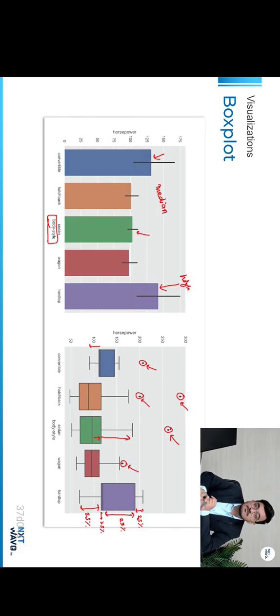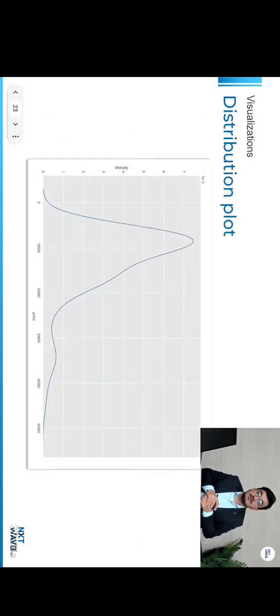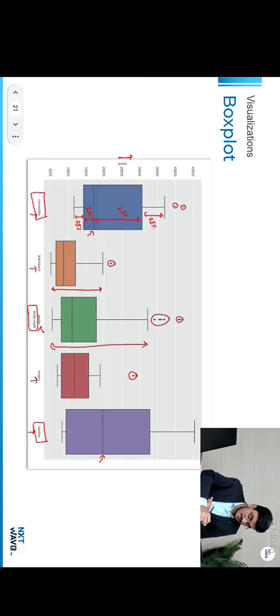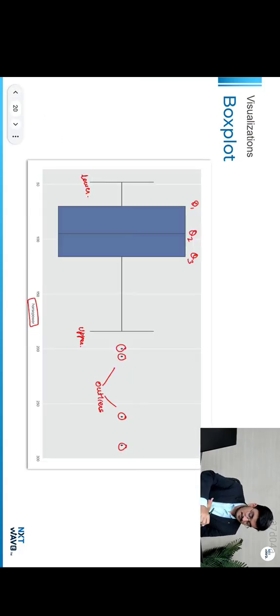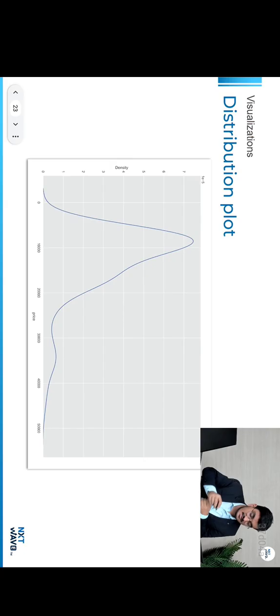This is how box plot provides more insights on our data compared to a bar plot. Now let's discuss the distribution plot. A distribution plot works quite similar to how a box plot works, but it plots the density of our distribution. So here I have the continuous variable price, and I'm plotting a distribution plot which tells me how frequently a certain price value is coming up in my data.